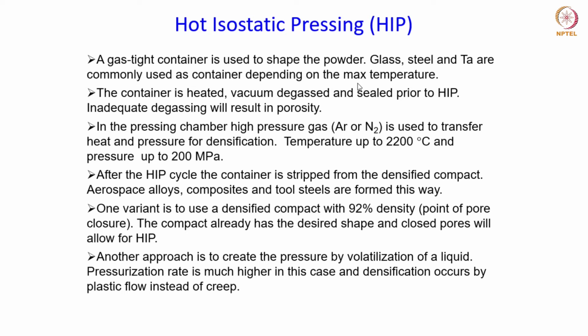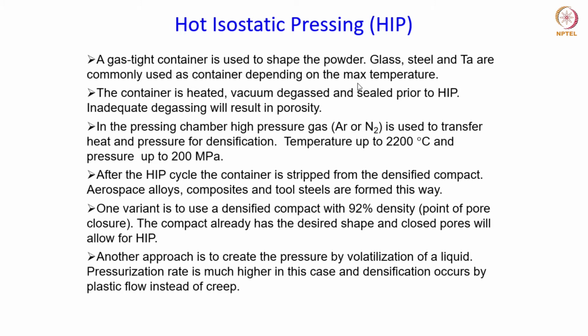So in order to pressurize the powder in this case, a high pressure inert gas like argon or nitrogen is used, and temperatures up to 2200 degrees Celsius and pressure up to 200 MPa can be used for hot isostatic pressing. And after the HIP cycle, the container is stripped from the densified compact, and this is a process which is quite attractive for making aerospace alloys, composites and tool steels. Okay, and one variant is to use a compact with a certain amount of porosity, let's say 8 to 10% porosity.